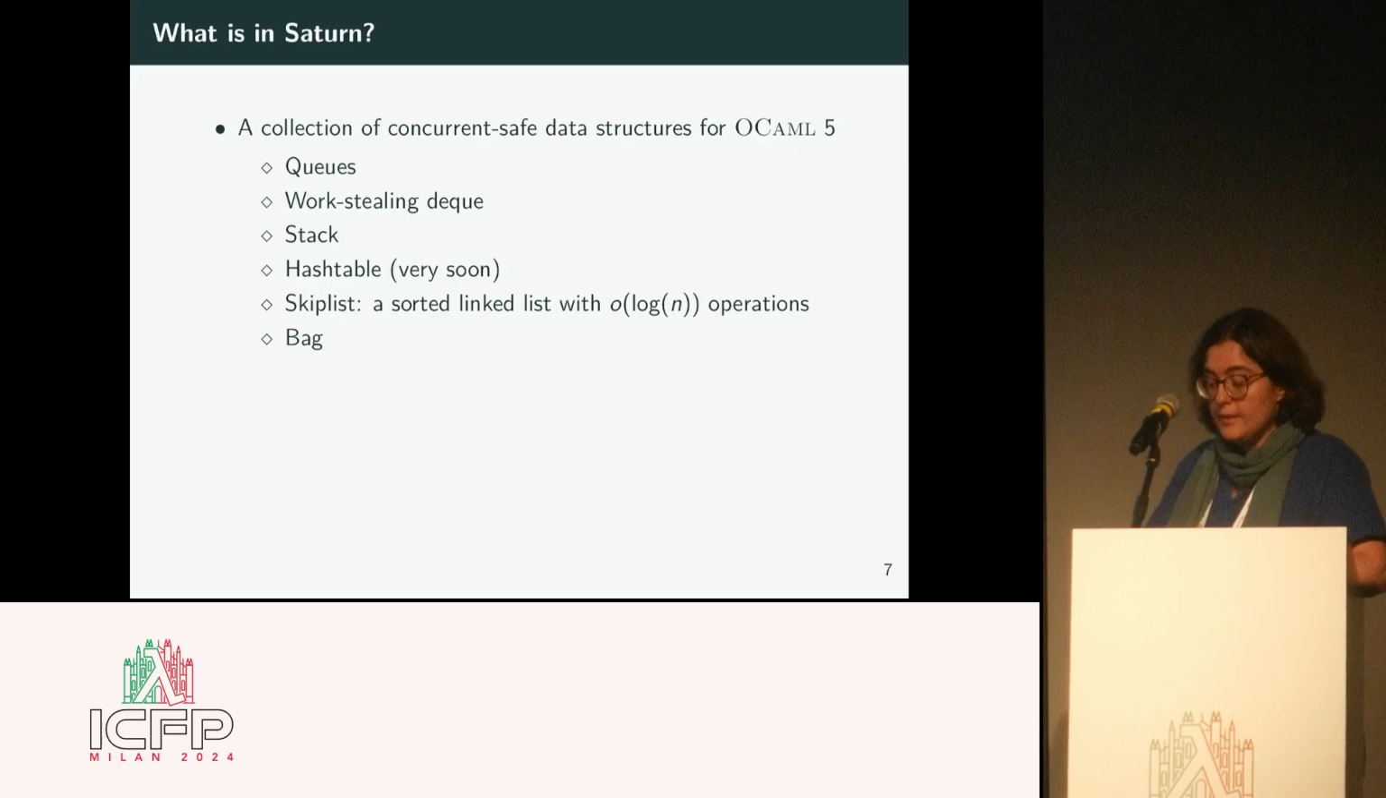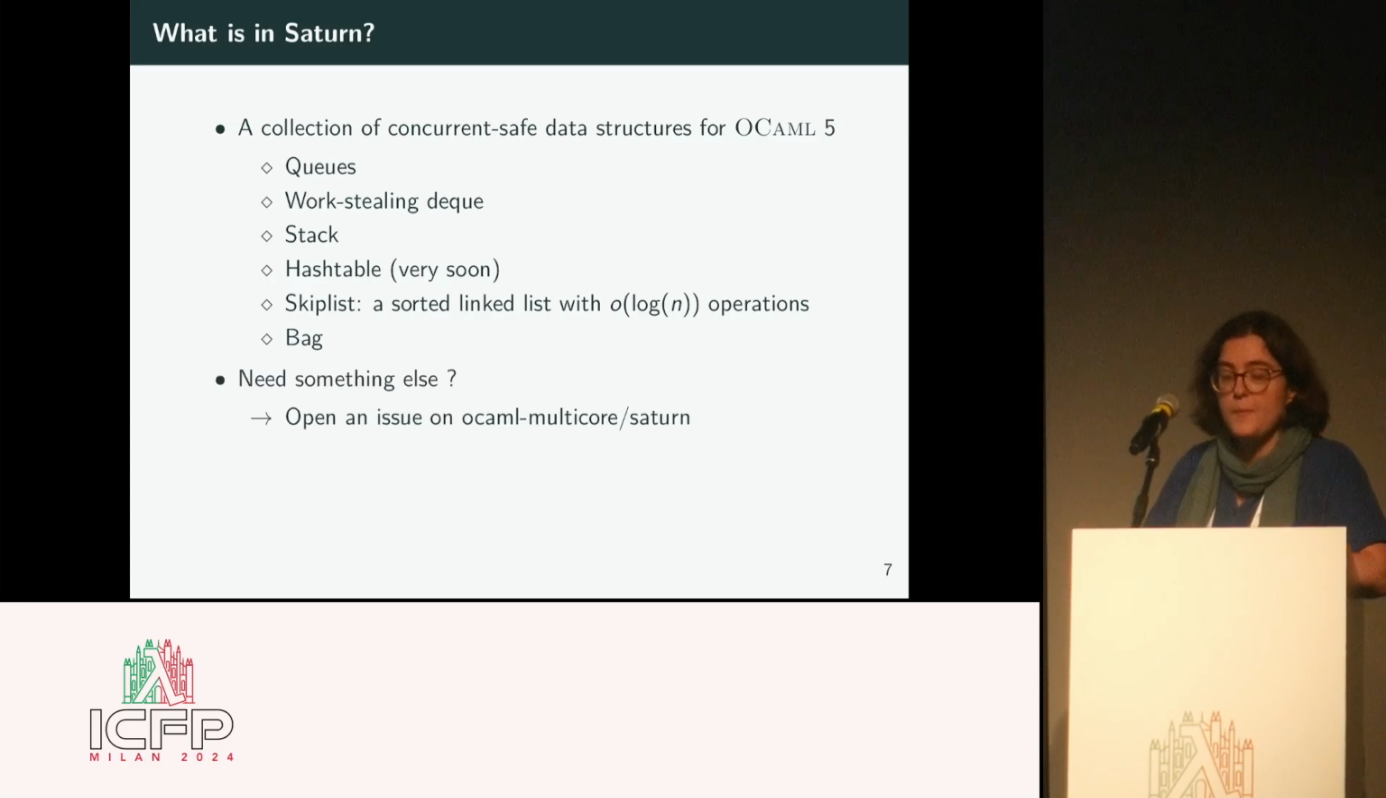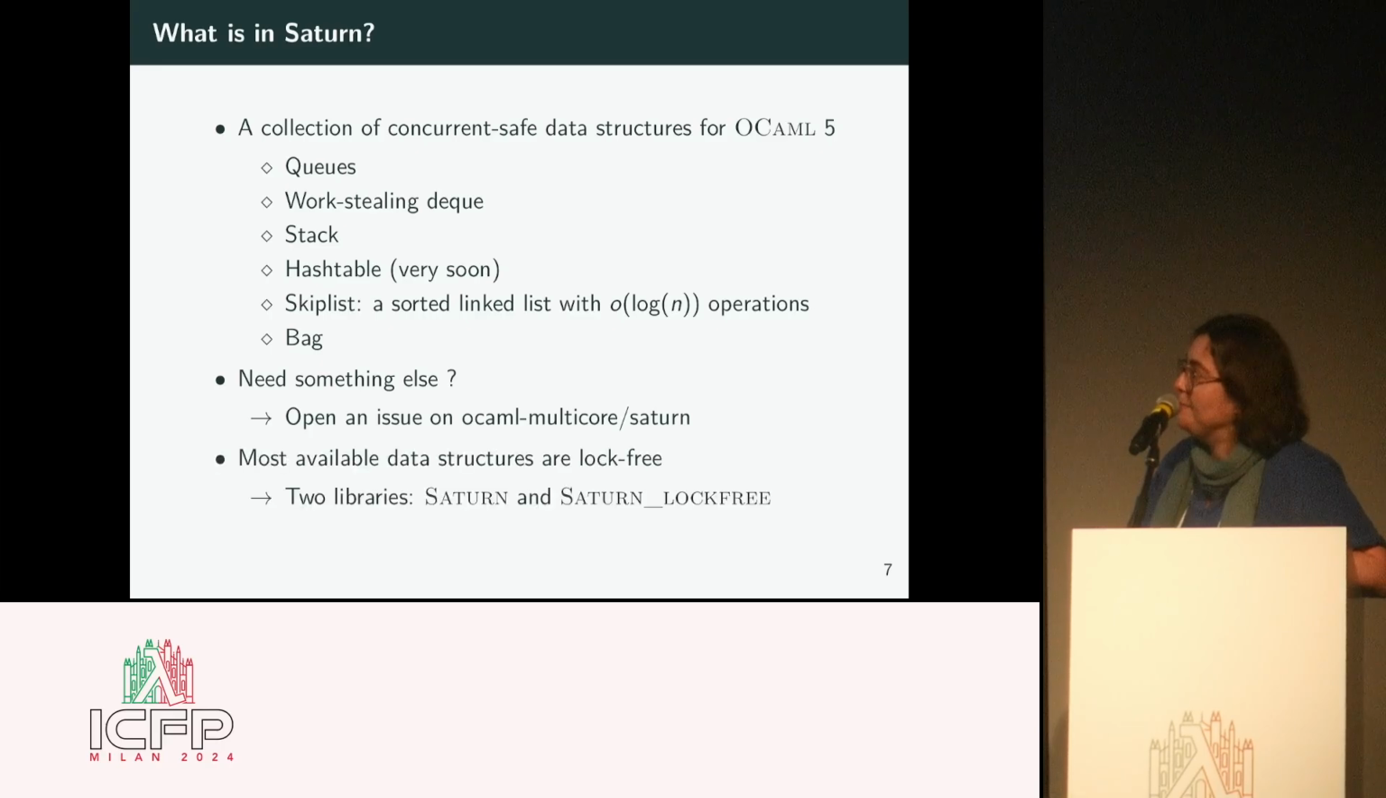We also have a stack, and a hash table that is actually not in Saturn for now, but Vesa did all the work. It's already in Picos, so it will be in Saturn very soon. We also have a skiplist and a bag. And if you need anything else, please ask for it. Open an issue on Saturn and ask for it, because what we want is to provide you with what you need, and we need to know about it to do that, right? So if you need a size function for a queue, for example, you can open an issue. Well, now we know that you need it.